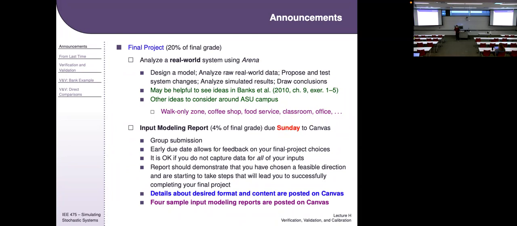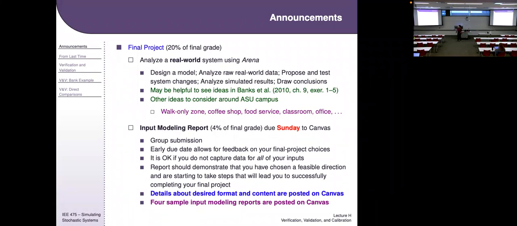Due Sunday, like a lab report, it's a group submission. So only one of those in your group has to submit it. I will review all of the input modeling reports and be able to say, like, this is too ambitious, and maybe you have to add a little bit more to this, et cetera, et cetera.